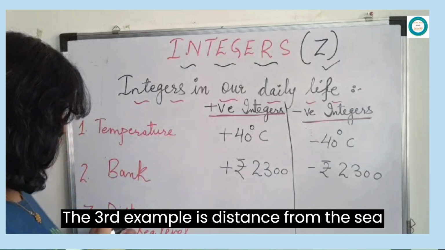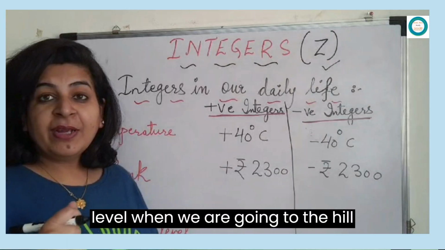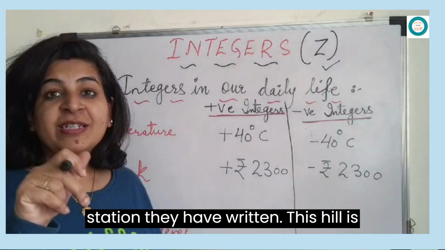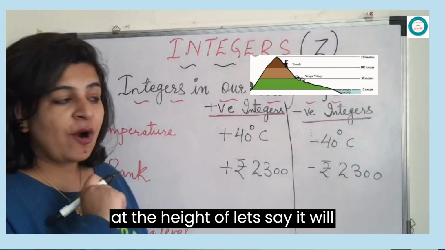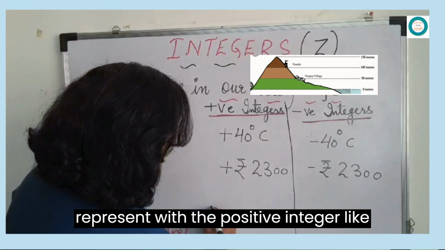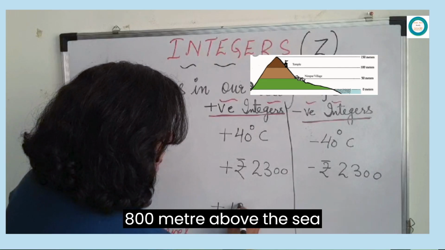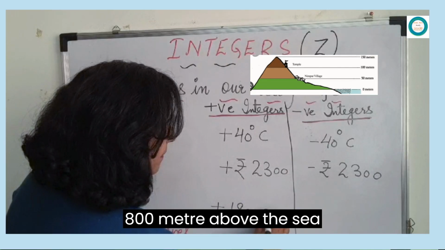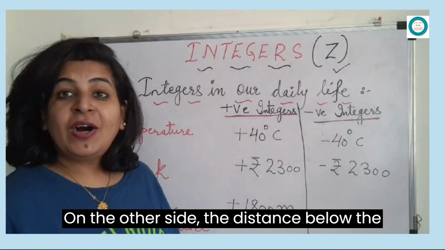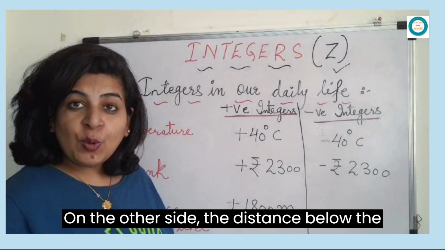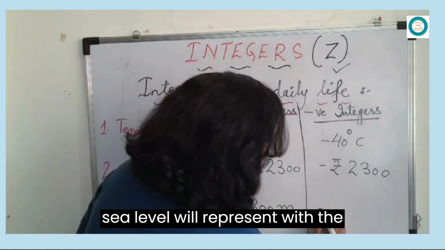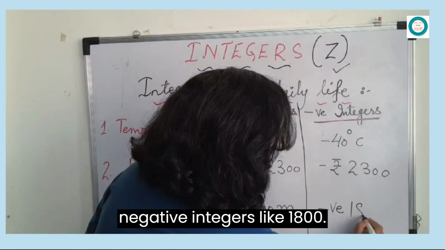The third example is distance from the sea level. When we are going to a hill station, they have written that this hill is at a height of, let's say, 1800 meter above the sea level, represented with the positive integer. And on the other side, the distance below the sea level will be represented with the negative integer like minus 1800 meter.